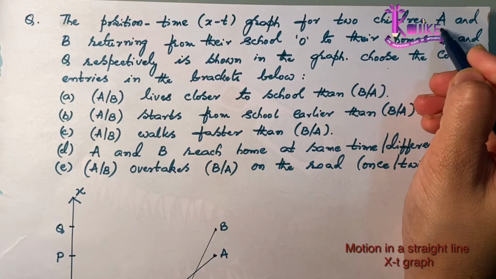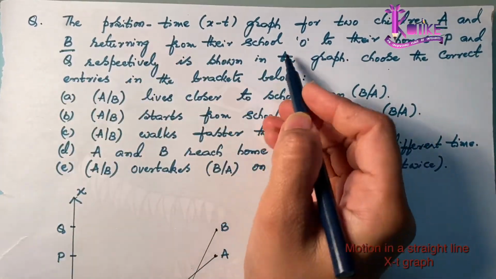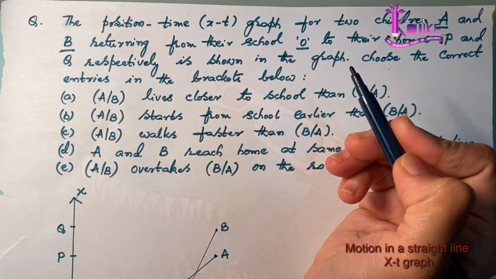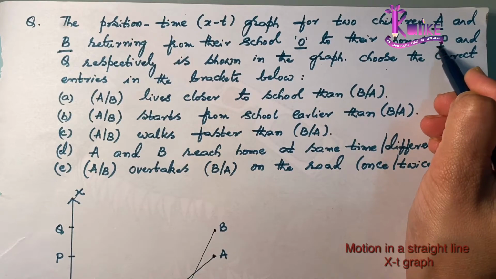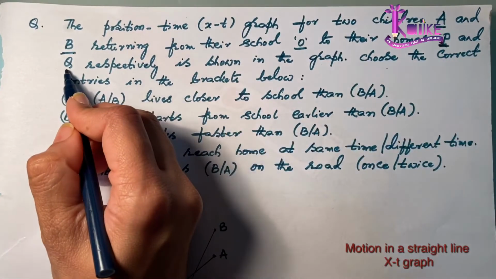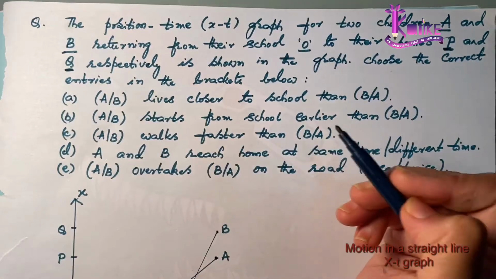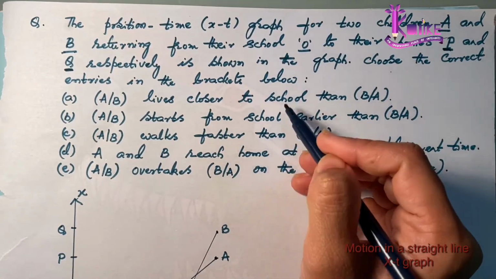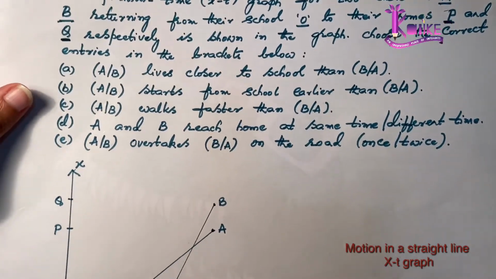So, the two children are denoted by A and B on the graph. Their school is denoted by O. P is the home where A lives and Q is the home where B lives. So, you have to find out which of these entries is right. Let's have a look at the graph.